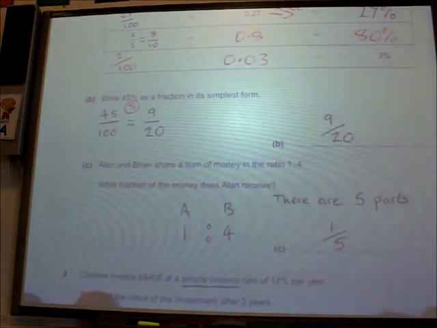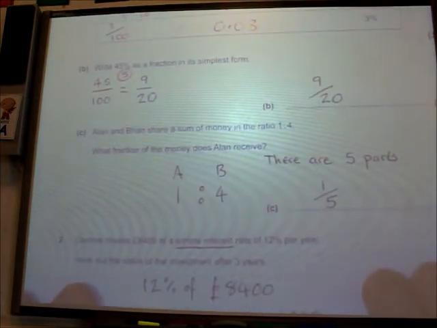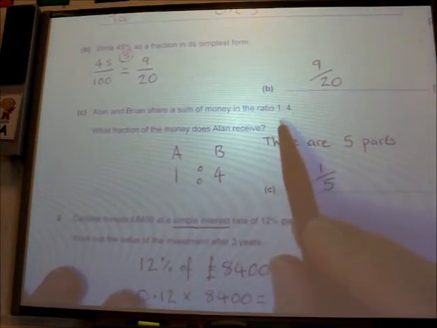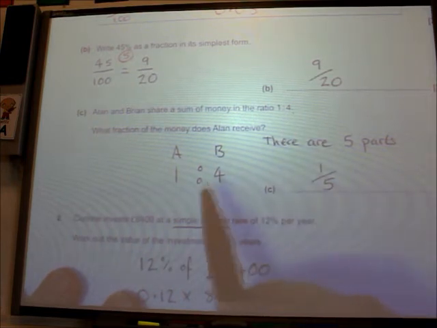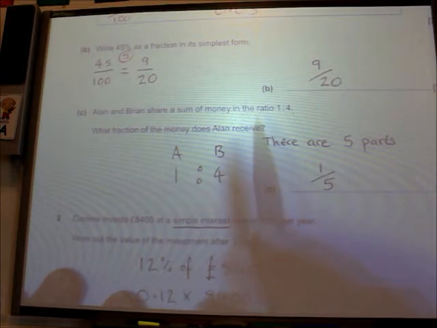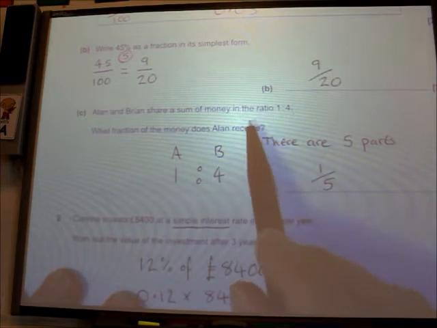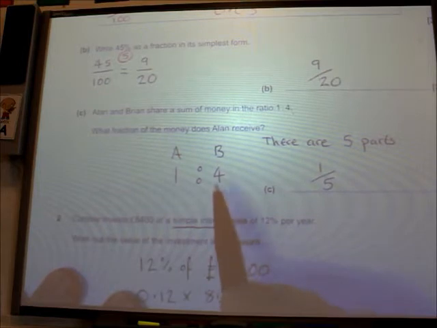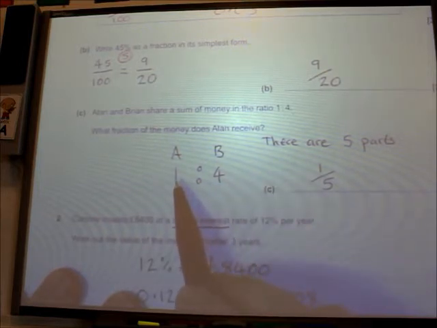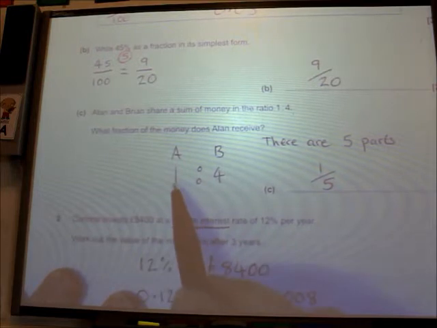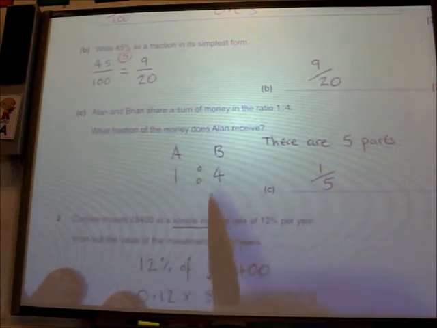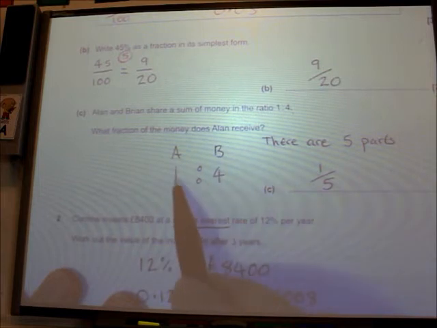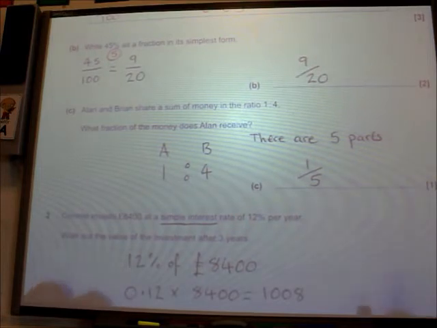So 9/20. Next one, Alan and Brian share a sum of money in the ratio of 1 to 4. What fraction does Alan receive? Right, ratios, first thing, Alan and Brian, 1 to 4, because Alan comes first and the 1 comes first. The important part here is what most people will put is 1/4. That's wrong. You need to recognise that there are 5 parts here in total. Alan's got 1 of them and Brian's got 4 of them. So what fraction does Alan receive? Well, he gets 1 out of the 5 parts. So he gets 1/5. 1 mark for that one.